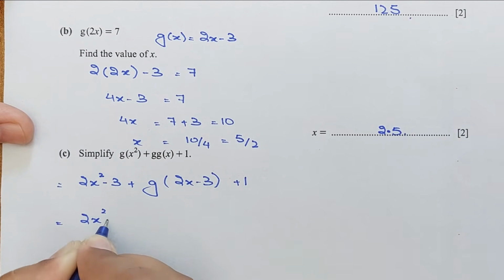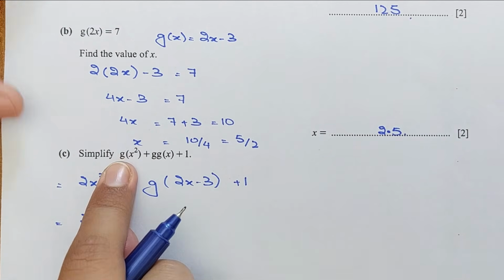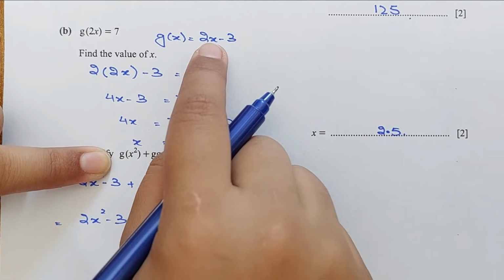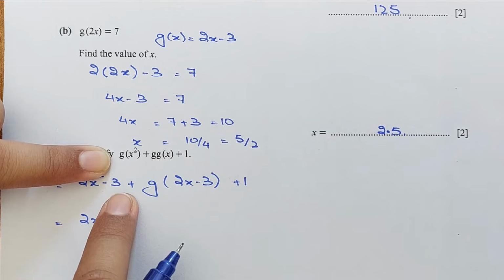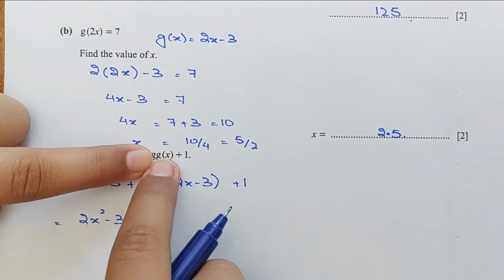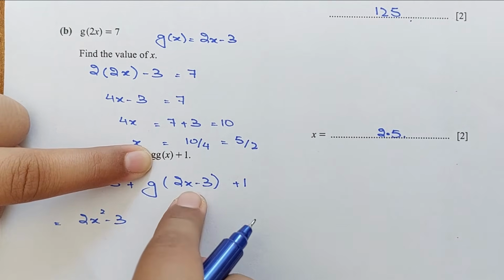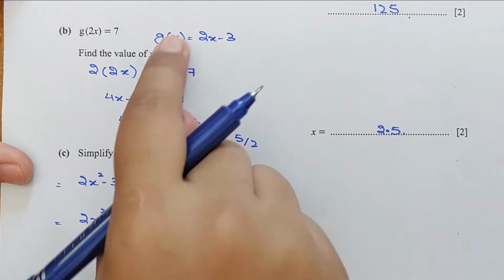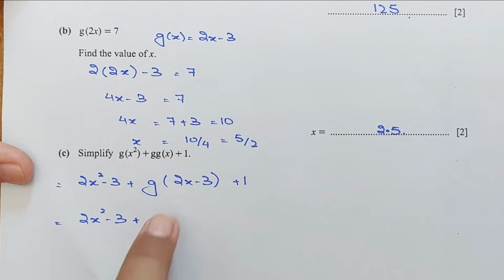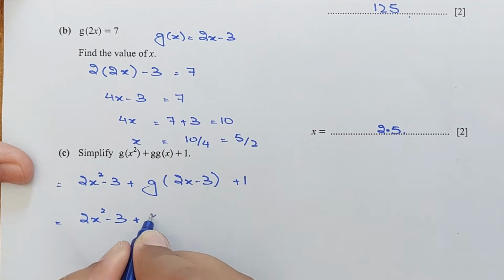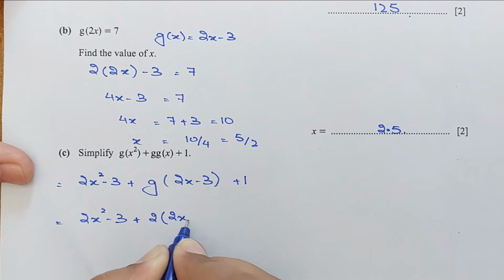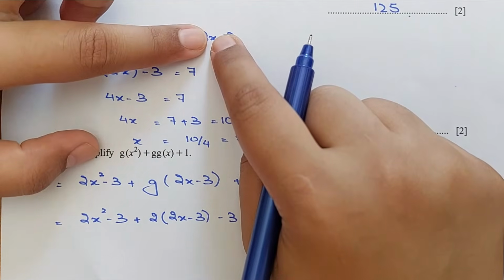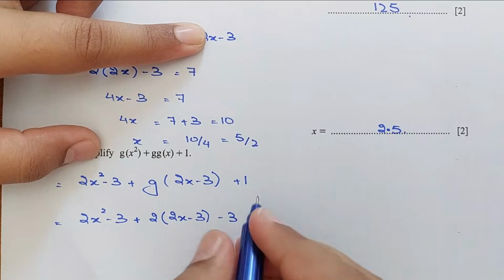So 2x square minus 3. So first I wrote g of x square. So g of x, this is g of x. So x is replaced with x square. So 2x square minus 3. And I did g of x, which is 2x minus 3, and plus 1 is as it is. Okay, plus g of this. So x is x. Now x is replaced with 2x minus 3. So 2 into 2x minus 3 and minus 3. So I just replaced this x with 2x minus 3. I hope this makes sense.